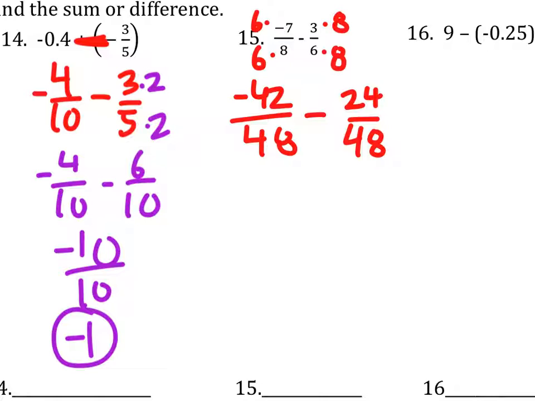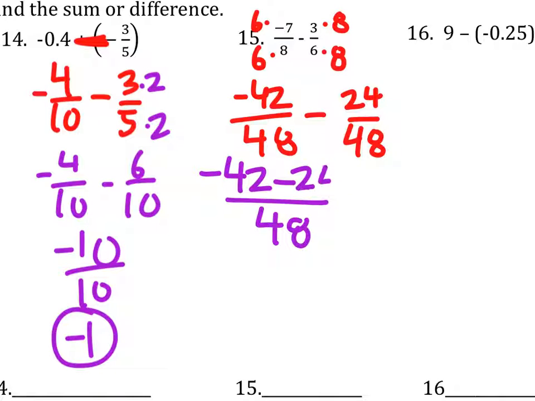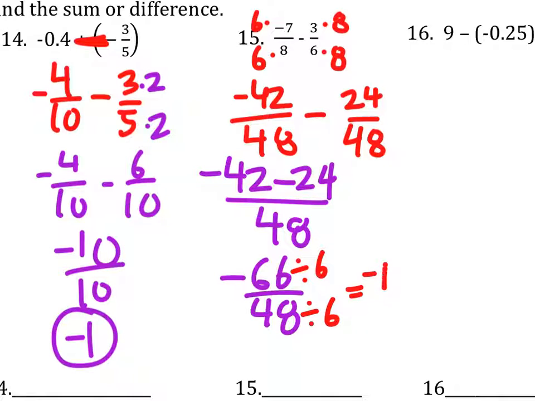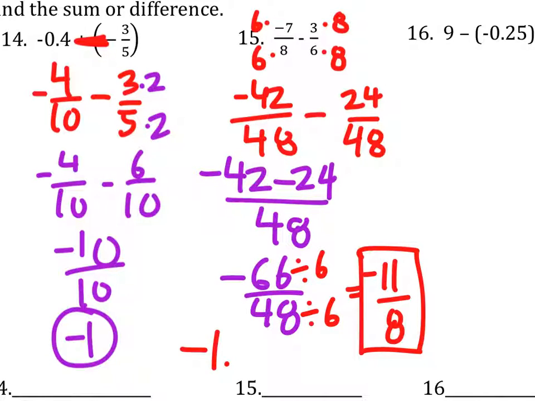So on that last problem, I skipped a step. I'll show it this time. Denominator is 48, and you got -42 minus 24, which would give you -66 over 48. And we can simplify this. So we'll divide both by 6. And that would give us -11 over 8. If you use the decimal, you'd have -1.123375.